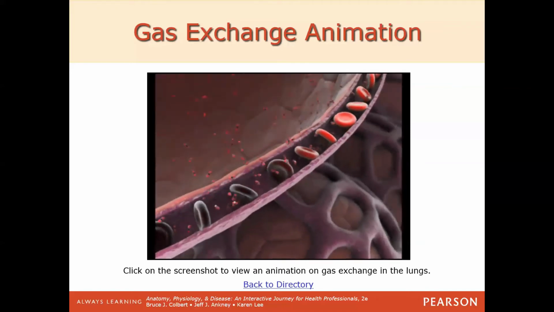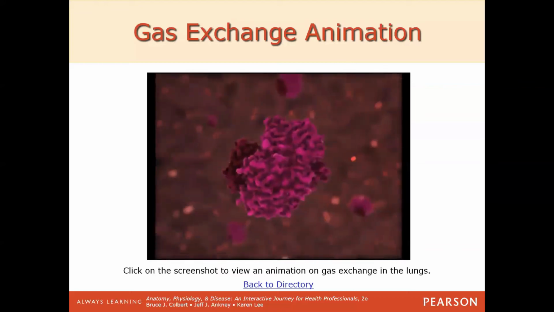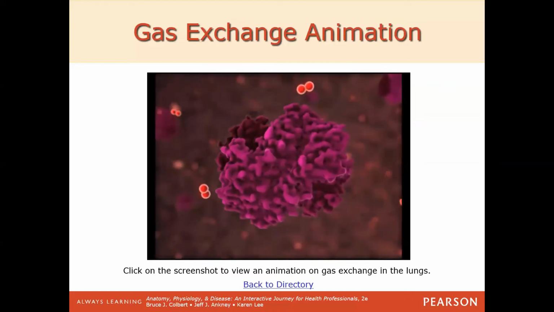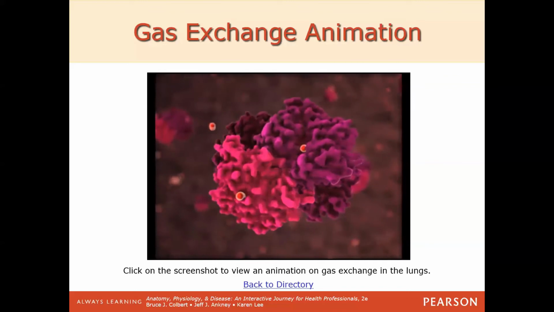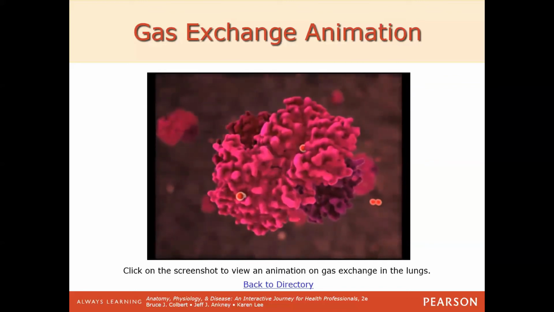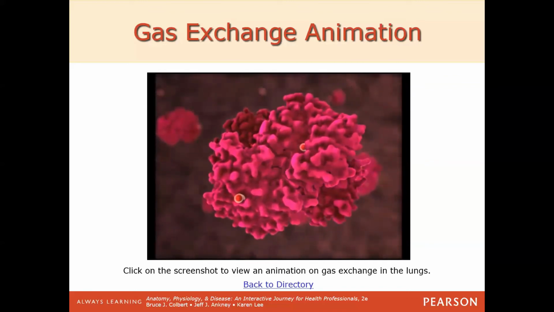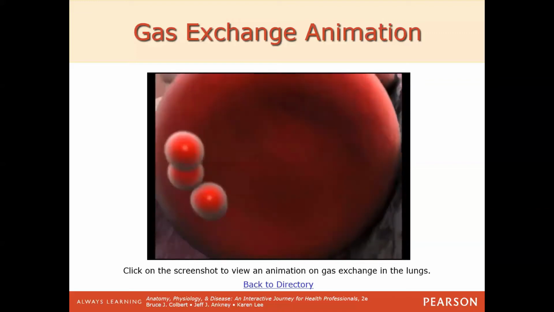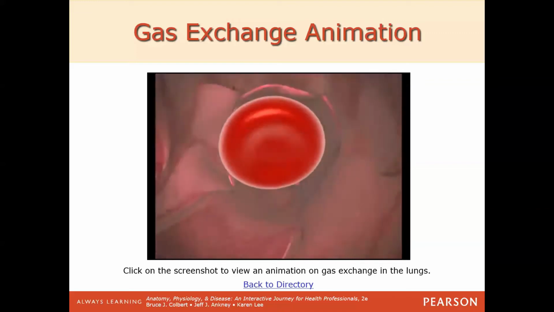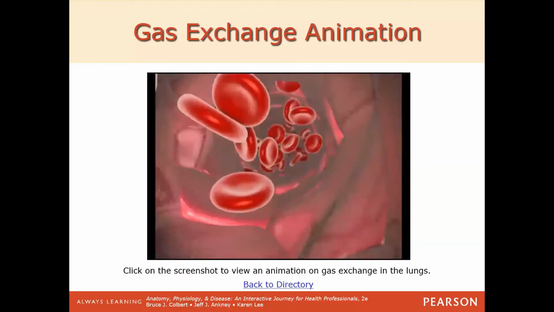In the blood, oxygen diffuses into a red blood cell and binds to hemoglobin, a protein made up of 4 subunits. One oxygen molecule can bind to each subunit. Oxygen-rich blood flows from the lungs to the heart.